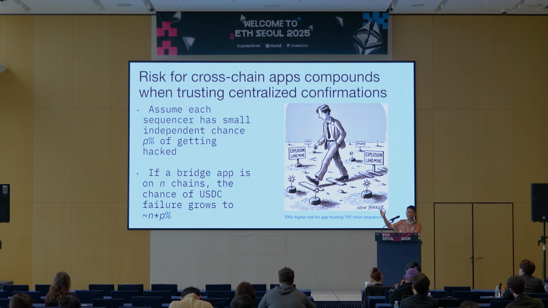Even if each rollup sequencer has just a very small chance of being hacked, like P% chance, if your bridge app is on, say, N chains, then that chance of a bridge experiencing problems will just blow up. So security is extremely important, and it's very related to interop between chains.